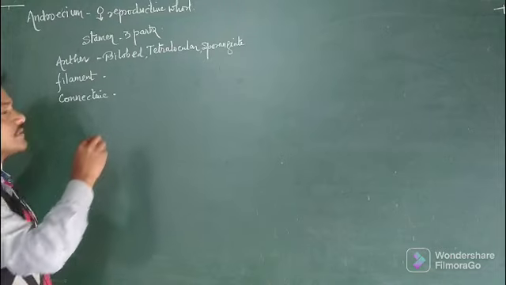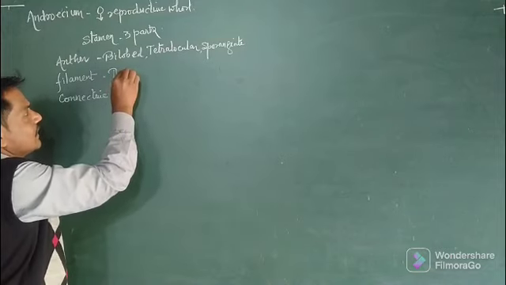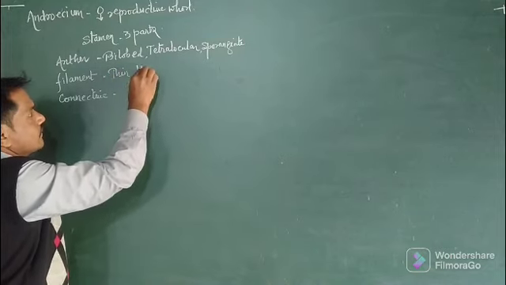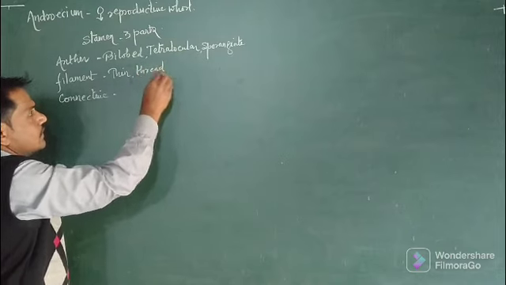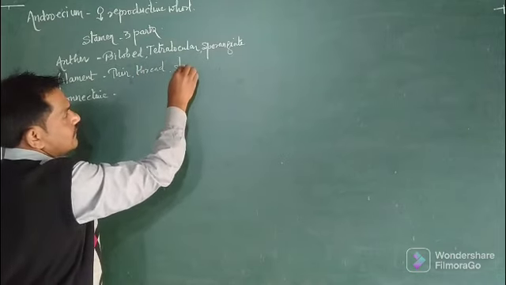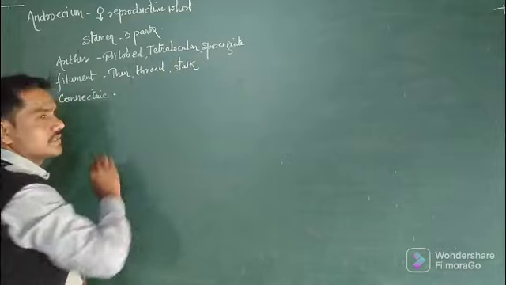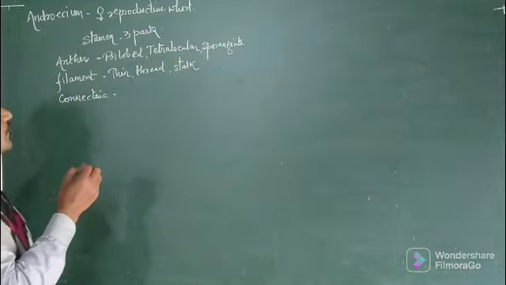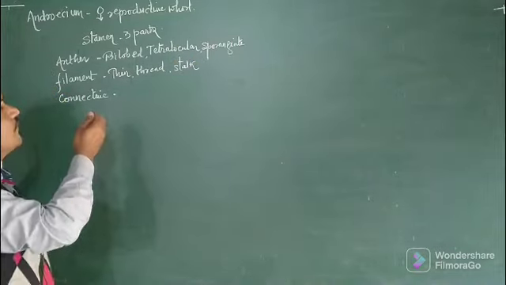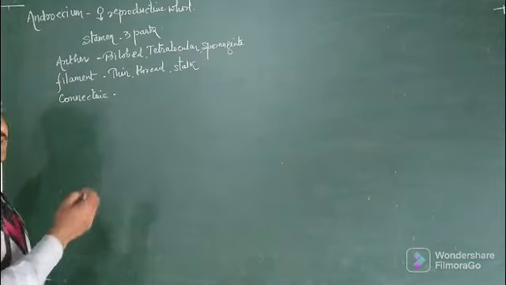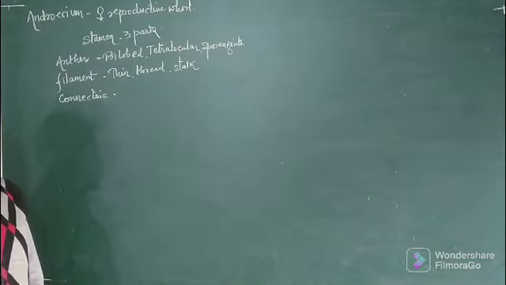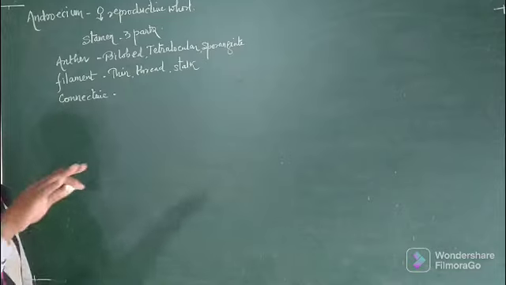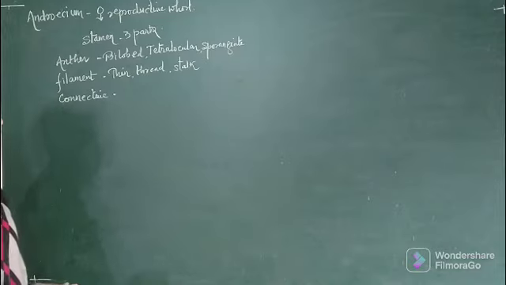Second is the filament. This is a thin thread-like structure that acts as a stalk. This stalk lifts up or enhances the position of the anther, which facilitates the most suitable and widespread dispersal of the pollen grains.